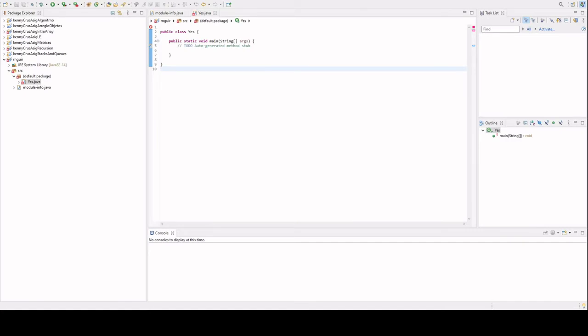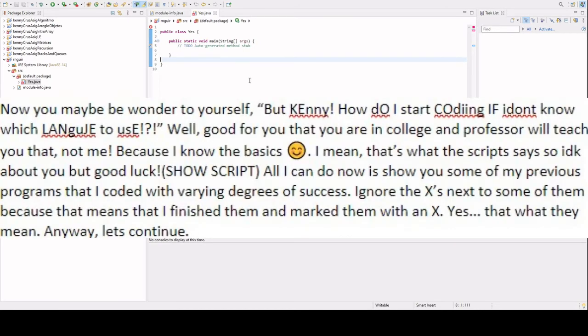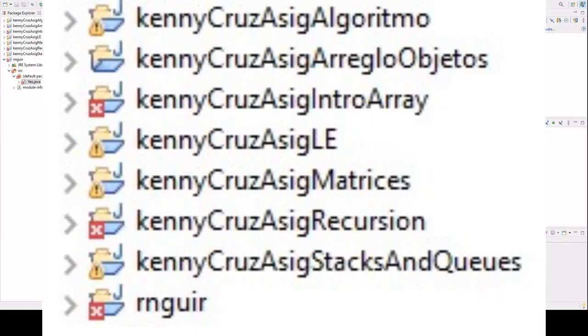Now, you may be wondering to yourself, but Kenny, how do I start coding if I don't know which language to use? Well, good for you that you're in college and a professor will teach you that, not me, because I know the basics. I mean, that's what the script says, so I don't know about you, but good luck. All I can do now is show you some of my previous programs that I coded with varying degrees of success. Ignore the X's next to them, because that means that I finished them and marked them with an X. Yes, that's what they mean.